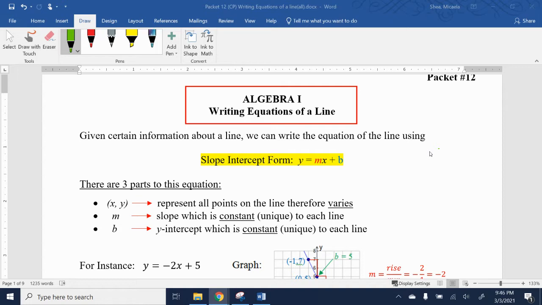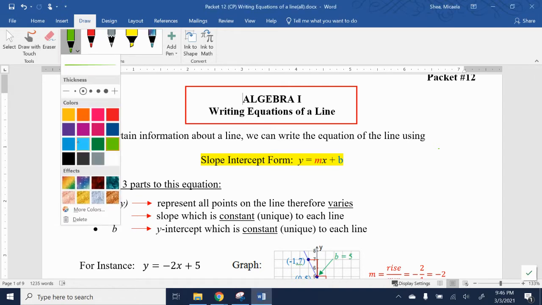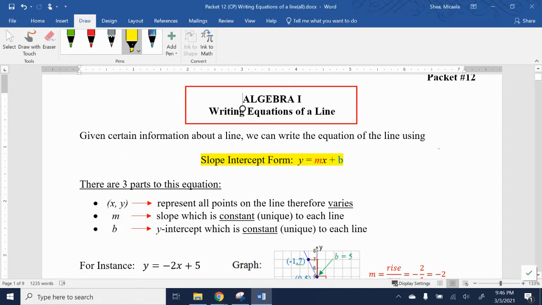Remember, every time we talk about linear equations or equations that'll give us a line, we've been talking about it in slope-intercept form. Slope-intercept form is y equals mx plus b. And the important part to know about that y equals mx plus b is it's made up of three parts. The first part is that it has an x and a y, which acts as a coordinate pair. The next is the m, which is our slope.